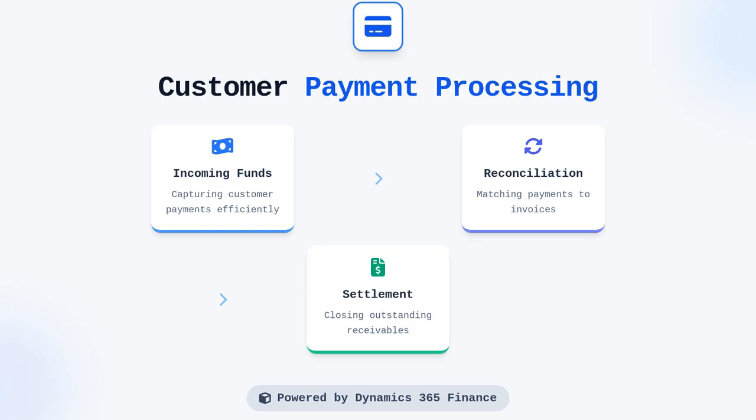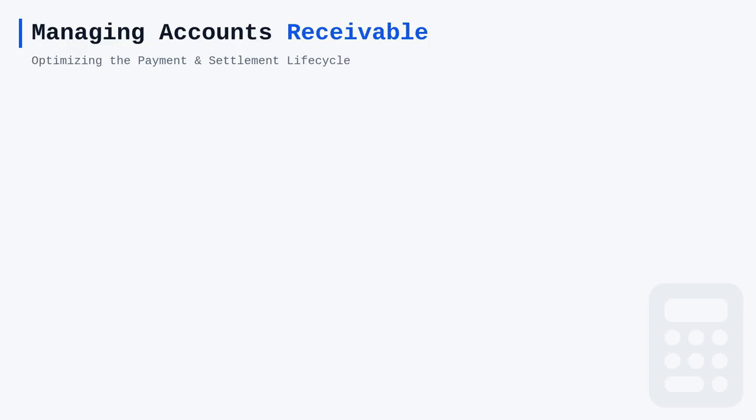Welcome to our exploration of customer payment processing, where we focus on how Dynamics 365 Finance handles incoming funds and reconciles them against outstanding receivables. Managing accounts receivable effectively requires a robust understanding of how payments originate and interact with existing transaction records.